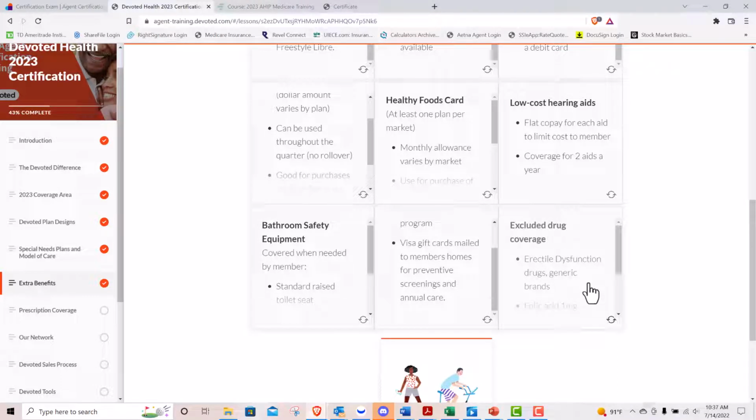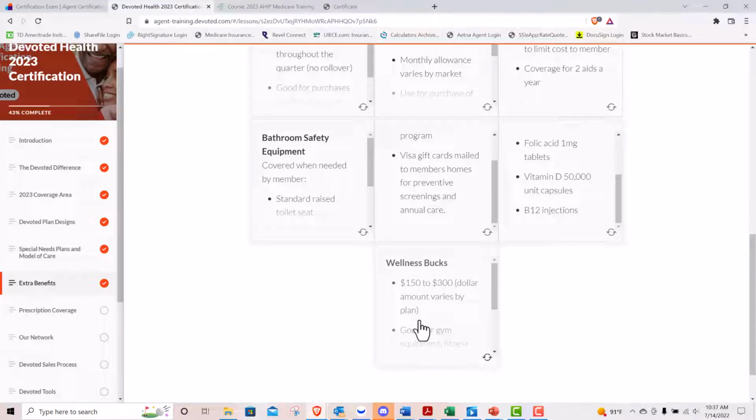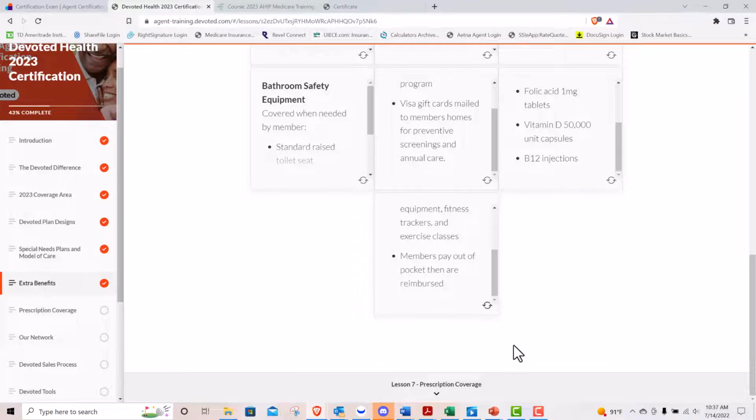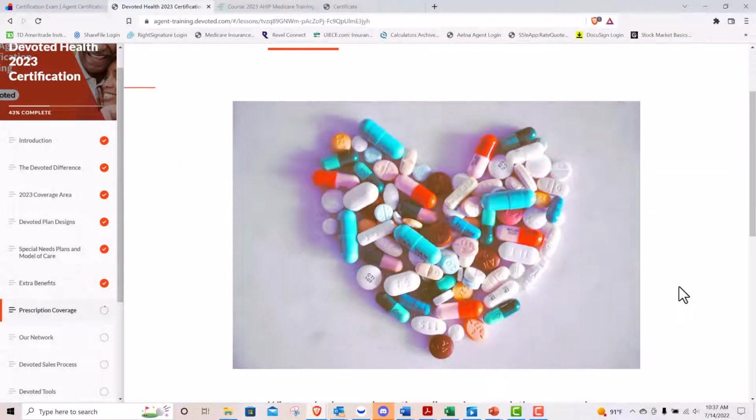Excluded drug coverage. I guess they cover these things that they normally don't. I'm not sure. But I know these things are normally not covered under original Medicare, both the B12 injections and vitamin D, because, well, they're over the counter. And it looks like we got gym membership, a wellness bucks. You can pay out of pocket and they get reimbursed. So I guess if you go ahead and get the item, then you can get reimbursed for it later on. Prescription drug coverage. Alright.